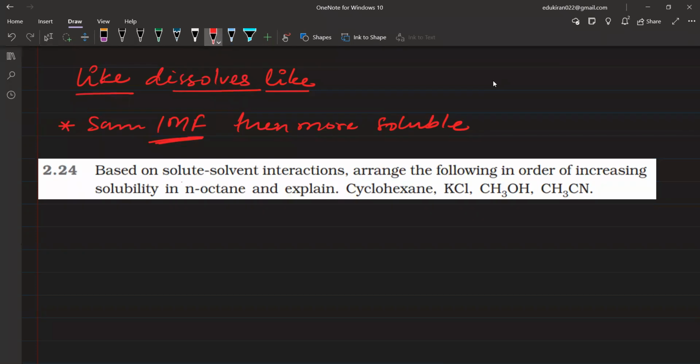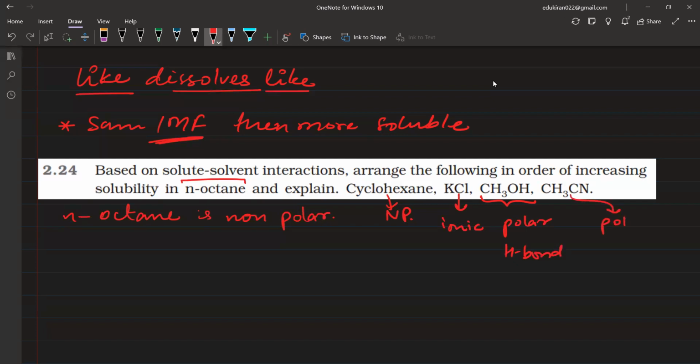First of all, look at the solvent. It is N-octane. N-octane is what? It is non-polar. तो सबसे अच्छे से किसको डिसॉल्व करेगा? नॉन पोलर को डिसॉल्व करेगा. What is non-polar here? Cyclohexane is non-polar. KCl क्या हो जाएगा? Ionic. CH3OH, that is methanol. It will be what? This is going to be polar. Polar and also with hydrogen bond. ठीक है? और CH3CN क्या हो जाएगा आपके पास? It will be just polar.